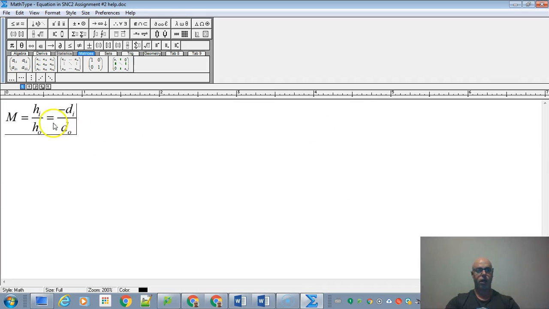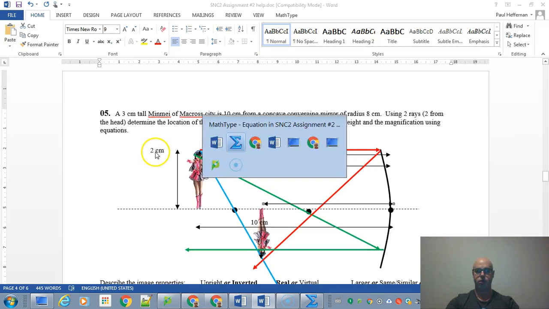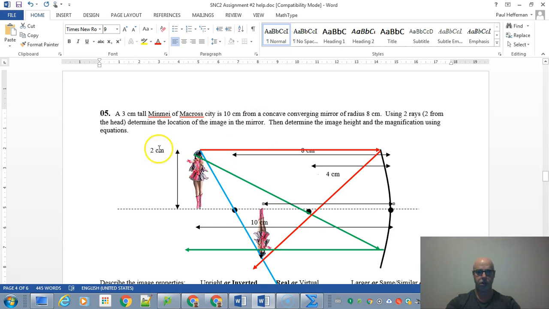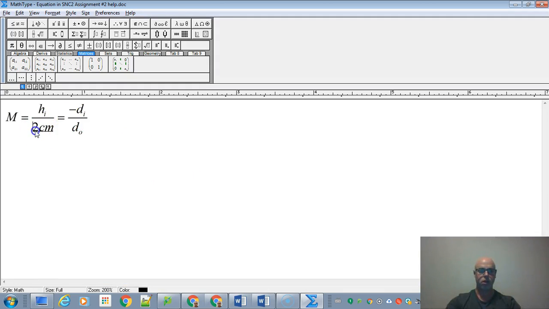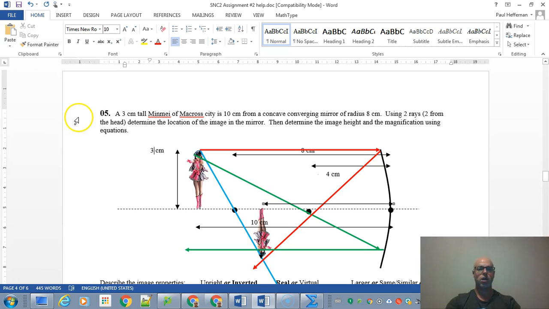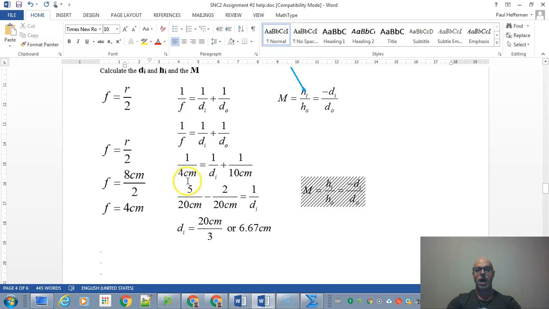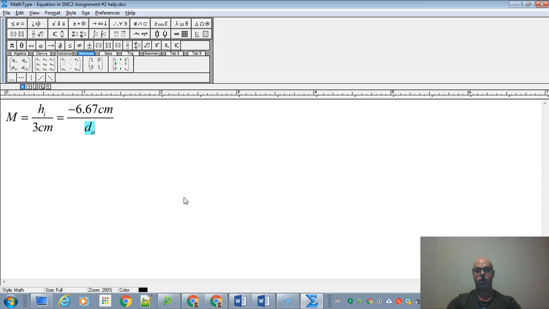Okay, so we are looking for the HI and the magnification. So we know the HO first of all. So the object was 2 centimeters tall. Oh, actually no, sorry, that was 3 centimeters. Let's just fix that. 3 centimeters. There we go. And the image distance we just found to be 6.67. So that's going to be 6.67 centimeters. Okay, there's a minus sign in the equation. You have to keep it there. And the object distance was 10 centimeters.